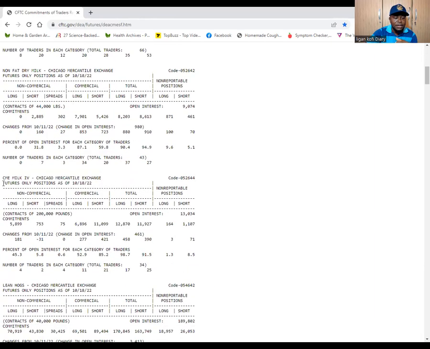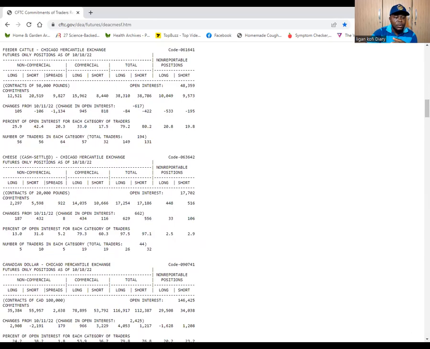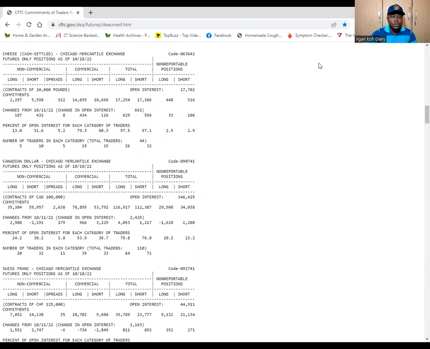These are all commodities. CME milk. They also have lean hogs, a lot of products. They have live cattle, those who are trading in those commodities. They have random length lumber. They have feeder cattle, a lot of them. They have cheese also here. And then the first currency, so you see that it's mixed up. We have the Canadian dollar here. That is the first currency you will see. So this is the report on the Canadian dollar.